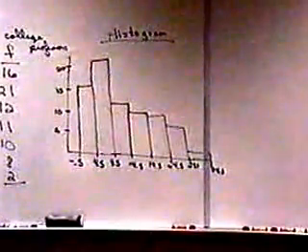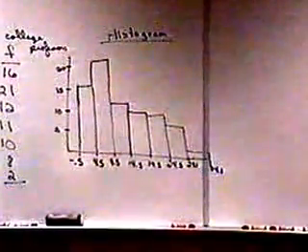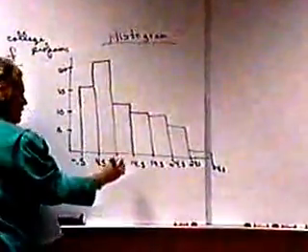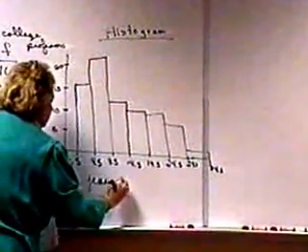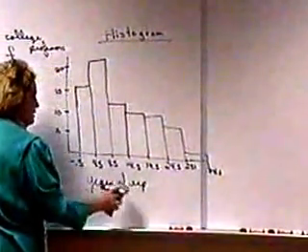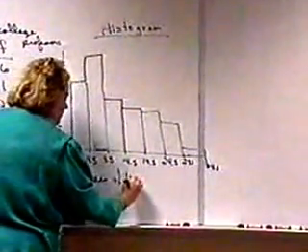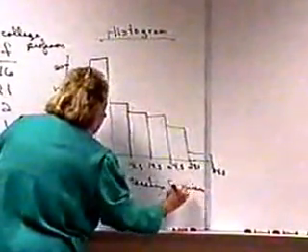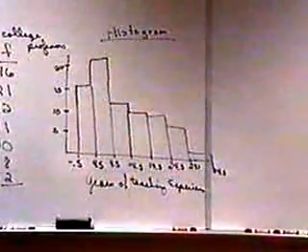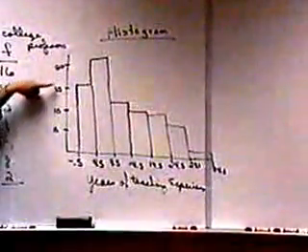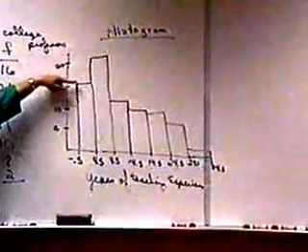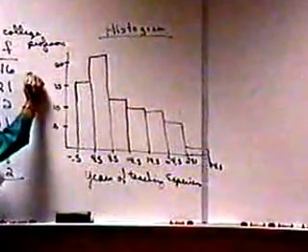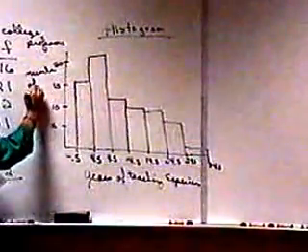Now, the only thing missing is we must have a title and a label, or we don't know what this is. Again, if that's all we have, we don't understand what we're looking at. These numbers along here represent years of teaching experience. And the numbers along the side here, this 16 represents how many college professors have this experience. So this represents the number of college professors.